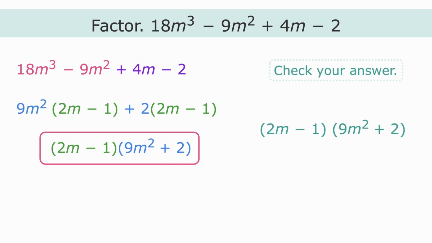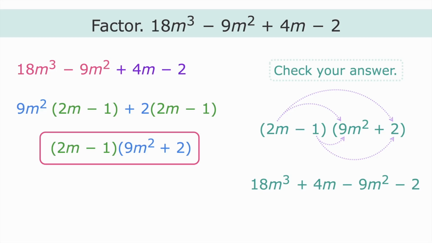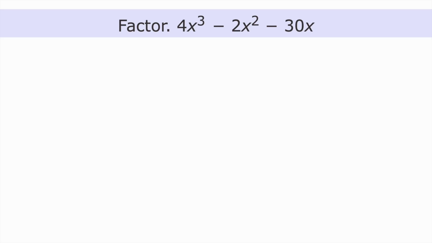Let's check our work by multiplying these out. 2m times 9m squared is 18m cubed, 2m times 2 is 4m, negative 1 times 9m squared is negative 9m squared, and negative 1 times 2 is negative 2. Rearranging the terms, we get the expression we were given originally, so our answer is correct. Remember that you can always check your factorization by multiplying and comparing with the original polynomial. Nice work. Let's try another example.